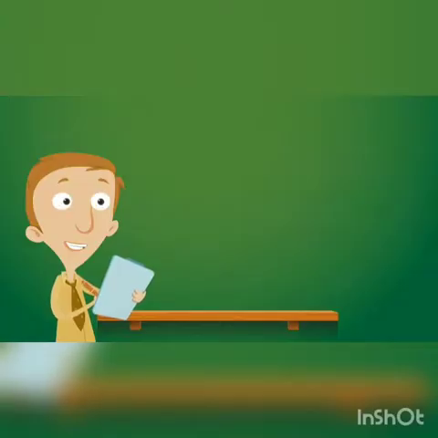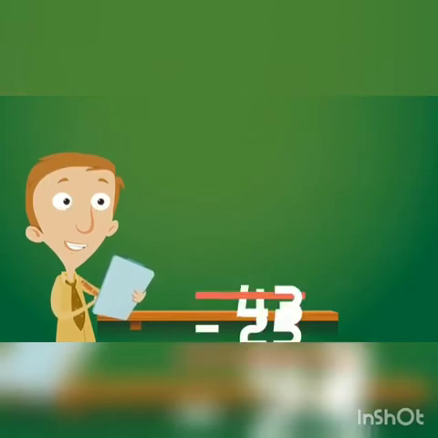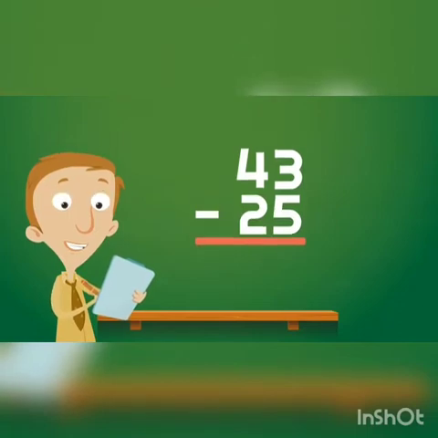Let's try one more double-digit subtraction problem and see if we need to use the special regrouping trick. 43 minus 25. This is going to be awesome. Remember, the first thing we do is subtract the right column, the ones. But 5, the bottom digit, is bigger than 3, the top digit. Time to regroup.